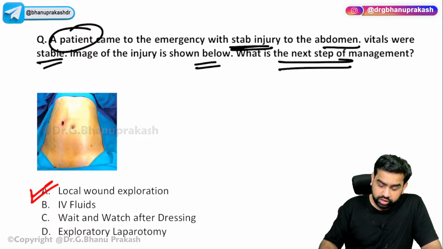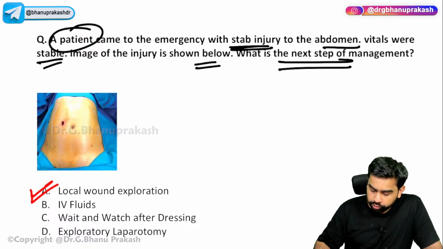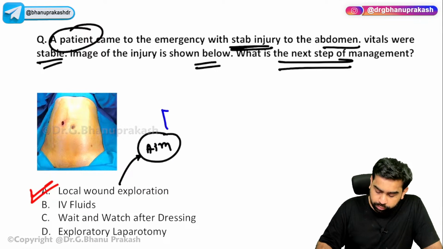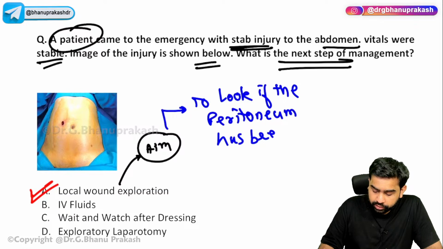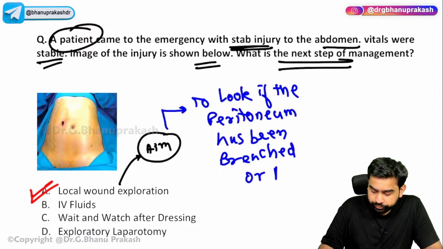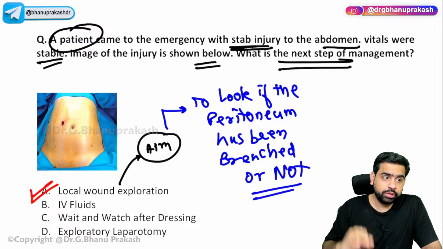So whatever we do in our life, we always should have one particular aim, right? So what is the aim of this particular local wound exploration? The aim of this local wound exploration is to look if the peritoneum has been breached or not. Okay, so that is why you perform the local wound exploration, to see whether the peritoneum has been breached or not.